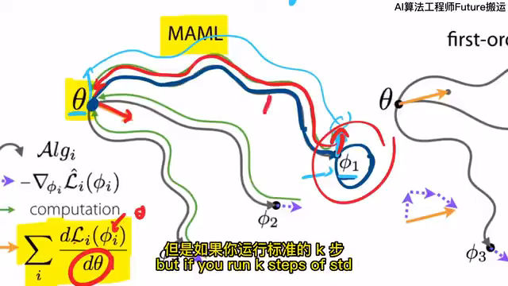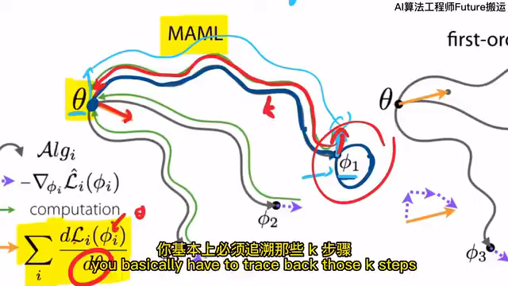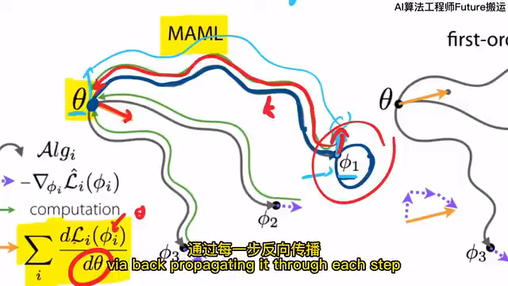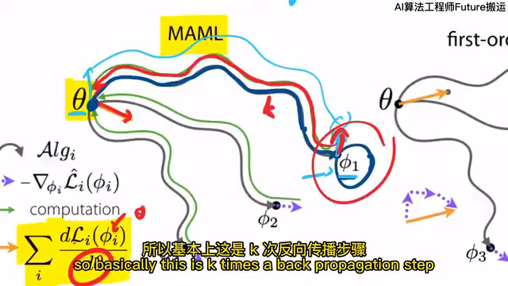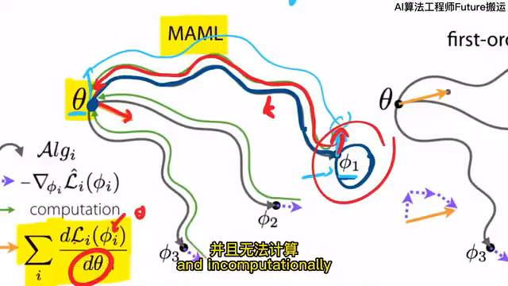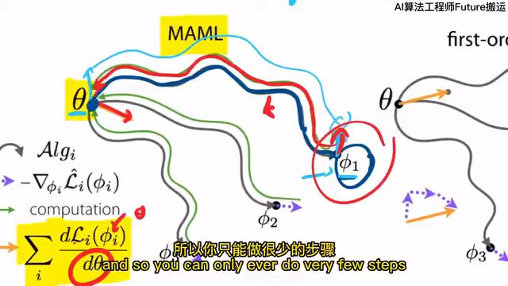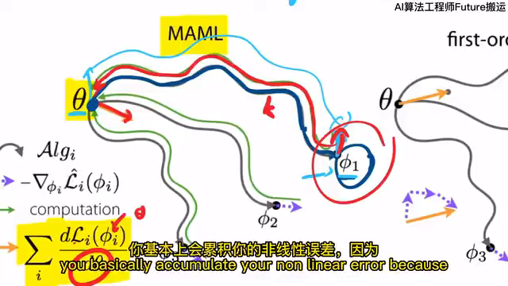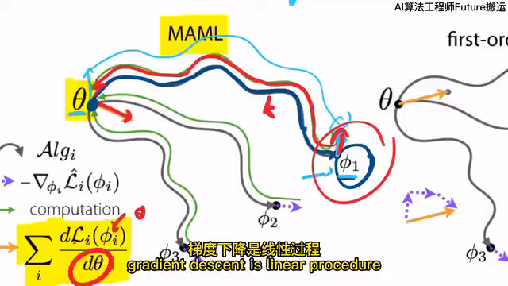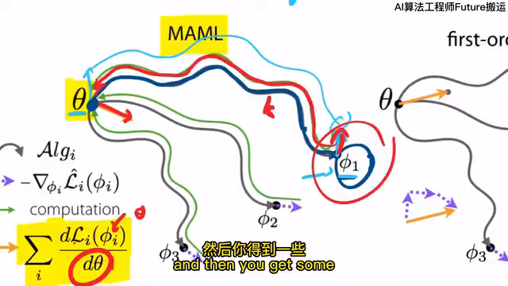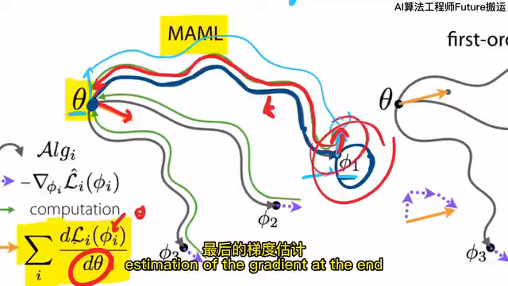But if you run k steps of SGD, you have to trace back those k steps by backpropagating through each step. So basically this is k times a backpropagation step. And computationally, that's just not feasible for more than very few steps. And so you can only ever do very few steps. You accumulate your nonlinear error, because gradient descent is a nonlinear procedure. And then you get some estimation of the gradient at the end.